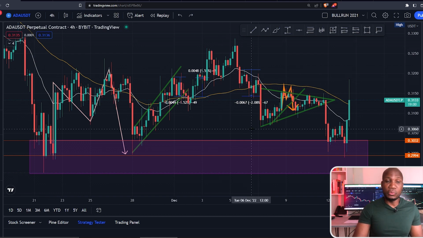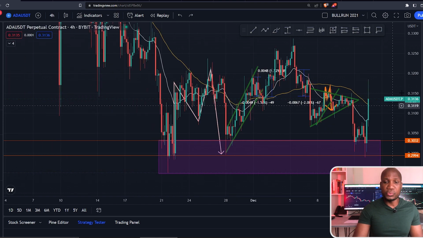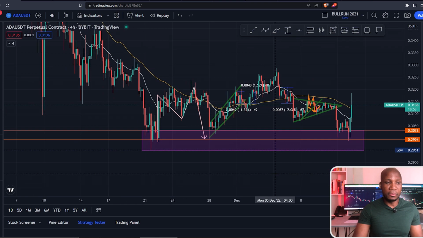But first, let's look at support and resistance. What is it and how can we trade it? How can we use that to our advantage? Now, it's very simple.